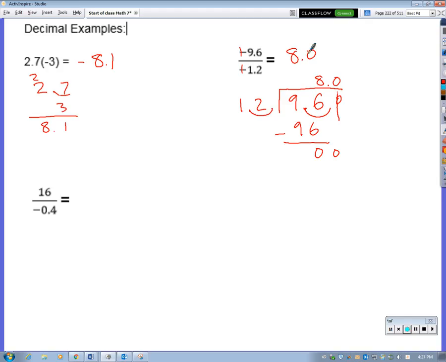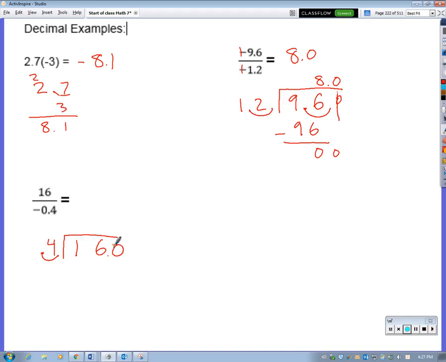Alright, 16 divided by negative 0.4. Okay, we're going to set it up as long division again. So 0.4 into 16. Okay, so with that decimal, again, we got to move it to the right until we run out of room. So that 0.4 becomes a 4. And here, I don't have any decimals. I'm at 16. My decimal would go here, but now I need to move it to the right, which means I got to add another 0.